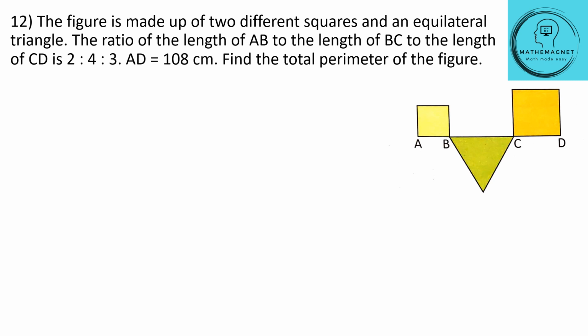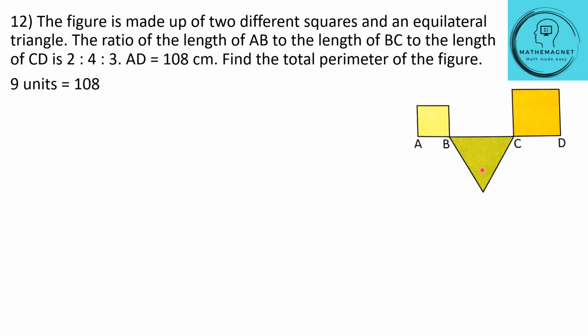Now here let us consider AD to be a straight line. Okay, this is a straight line, and AB is to BC is to CD is 2:4:3, and this entire length is equal to 108 centimeters. They have asked us to find the perimeter of this figure. This figure has one small square, one big square and a triangle. So let us see how to go about it.